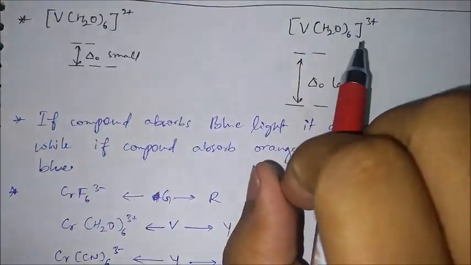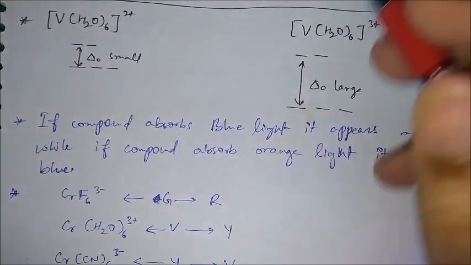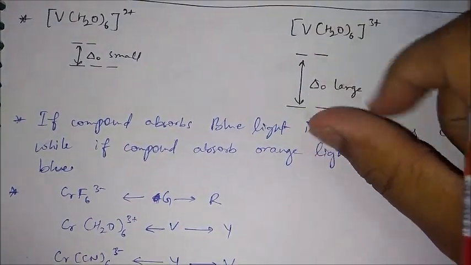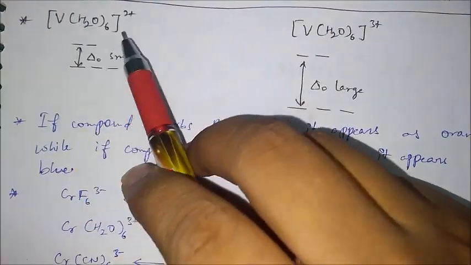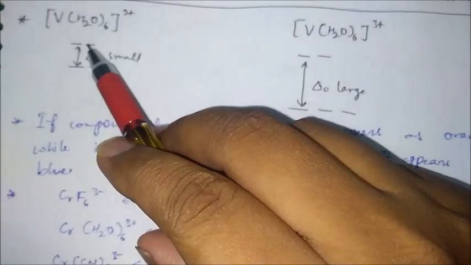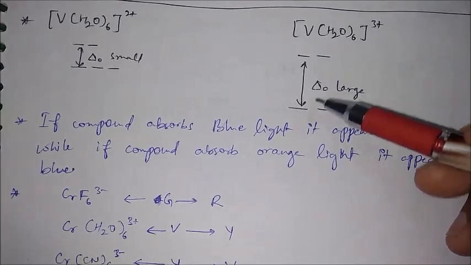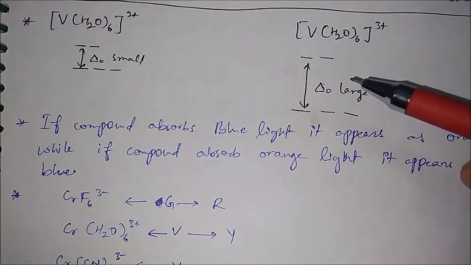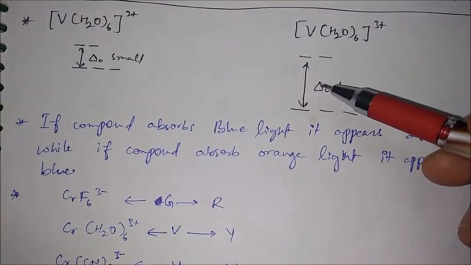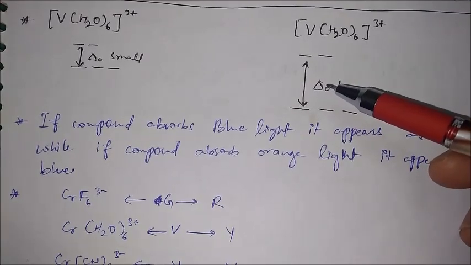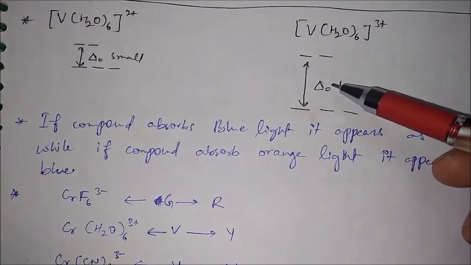So if you have more positive charge, if you have more oxidation state, then the splitting will be higher. So it means that vanadium +2 will have a lesser delta O value, meaning the splitting will be less over here as compared to the splitting over here, which is in vanadium +3. Now since the splitting is more, or you can say when the delta O is more, that means the wavelength for this will be less.